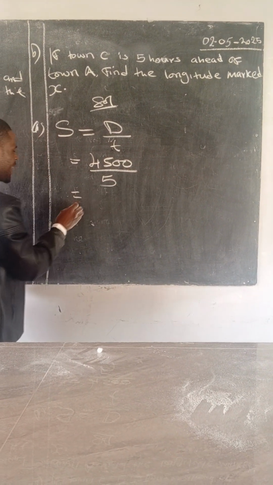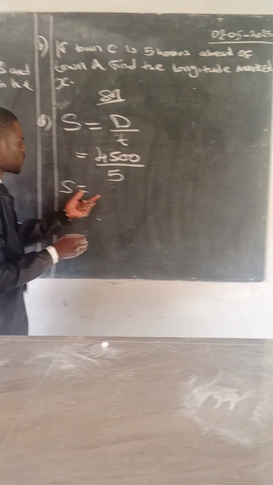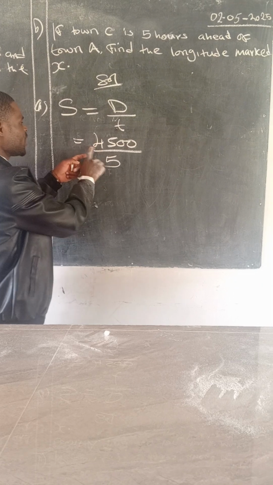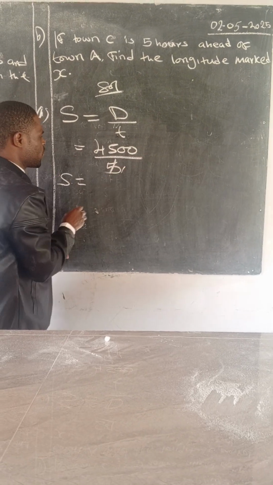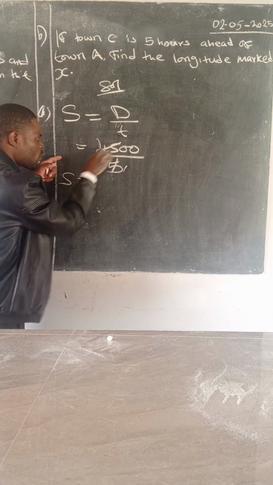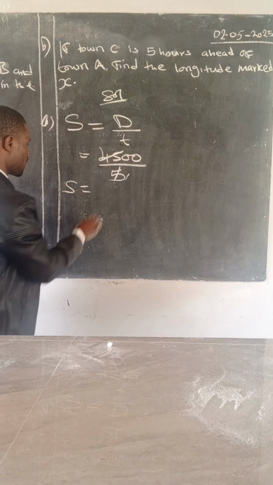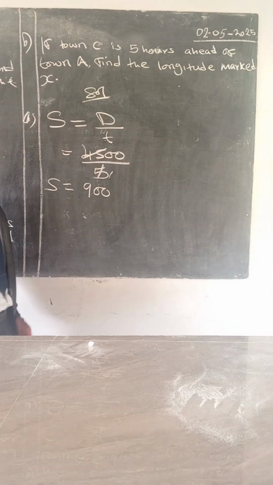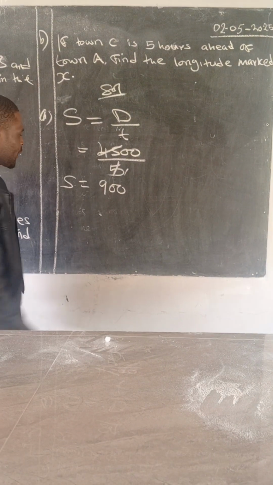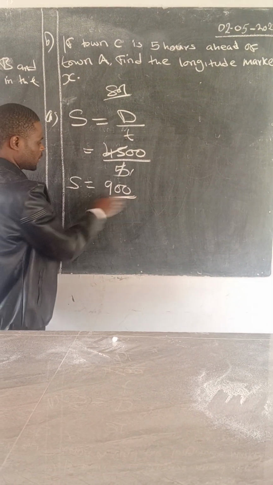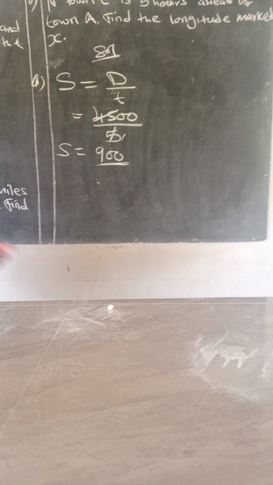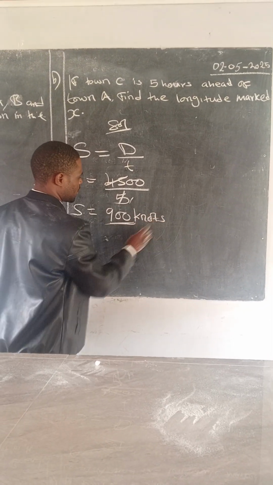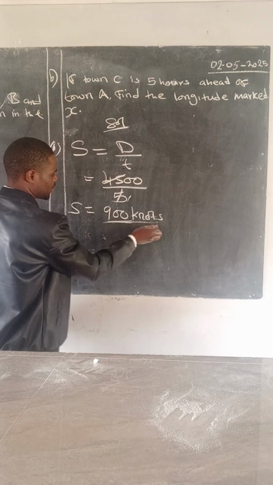Then for us to find the speed, now remember this is paper 1, so as you are dividing, don't divide everything. Just say 5 into 5, 1. How many times can 5 go into 45? It is 9, which means that the speed was 900. So the speed is 900 knots. This is the final answer.